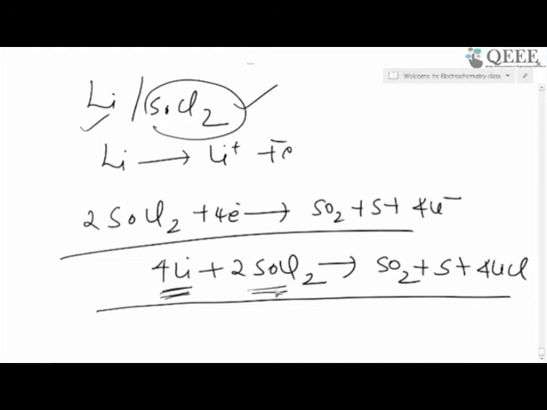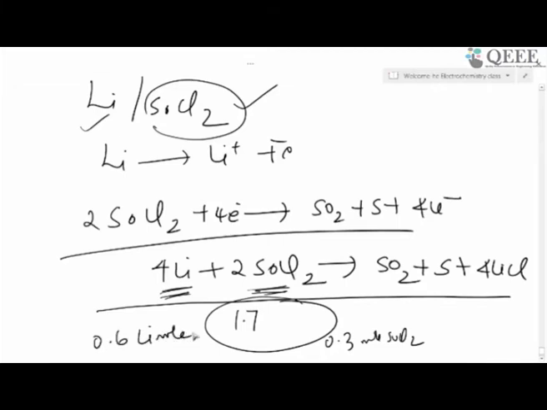If I keep 4 moles of lithium and 2 moles of thionyl chloride and make a battery, and suppose you have used about 1.7 moles of thionyl chloride during your discharge process and about 0.3 moles of SOCl2 is left, then there will be about 0.6 moles of lithium left in the system, correct, because stoichiometrically this is 2:1. So, if you have 0.3 moles of thionyl chloride left, then you will have 0.6 moles of lithium left. If you dispose of this battery and someone cuts it open, because there is lithium here, it will come in contact with the air and moisture.